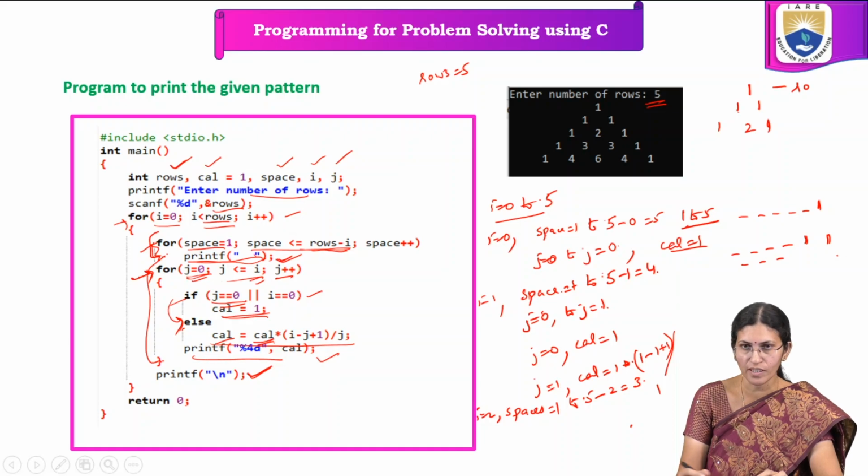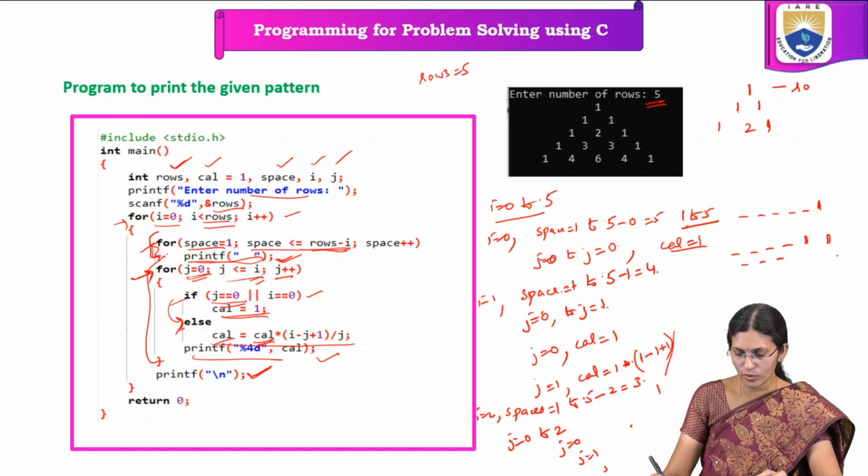After that, control is transferred here. Now this inner for loop will execute for j is equal to 0 to j less than or equal to i. That means this inner for loop will be executed 3 times, for j is equal to 0, 1 and 2. Now let us see what is the value of CAL for these different values. When j is equal to 0, control is transferred here.